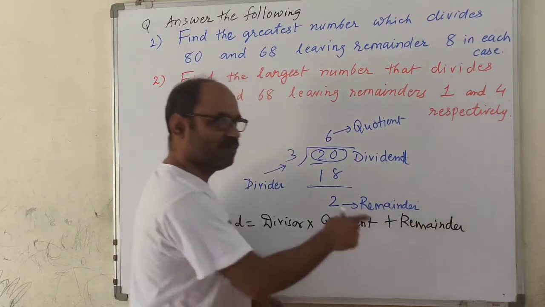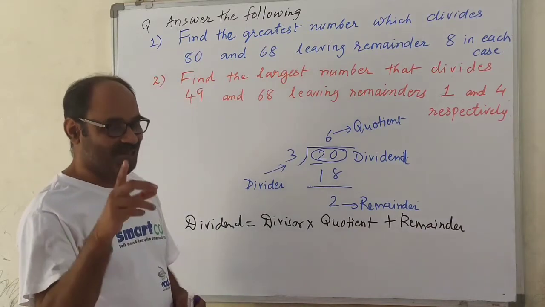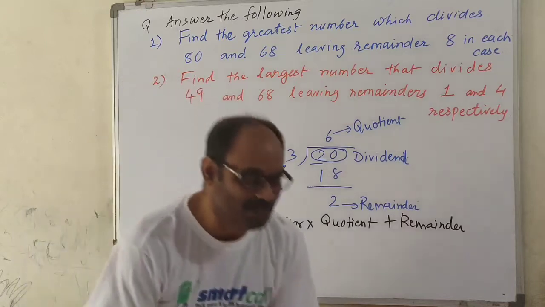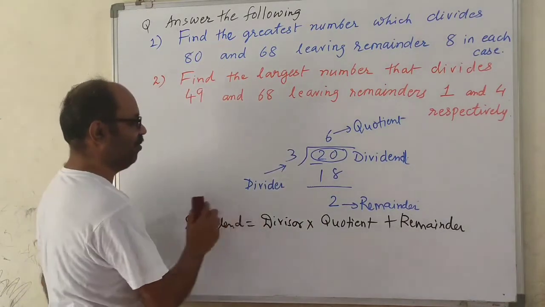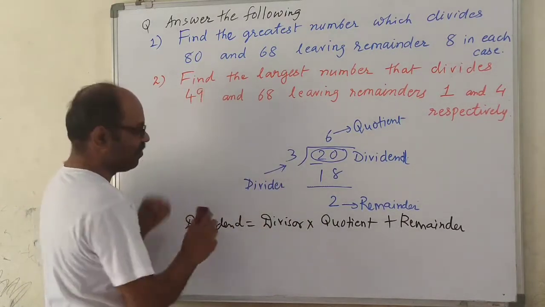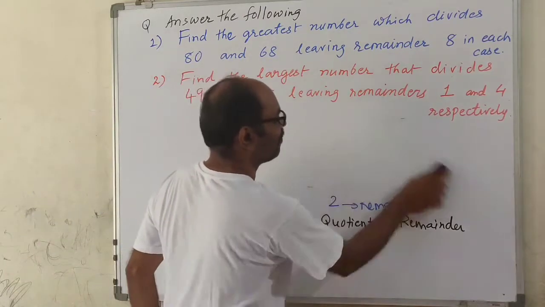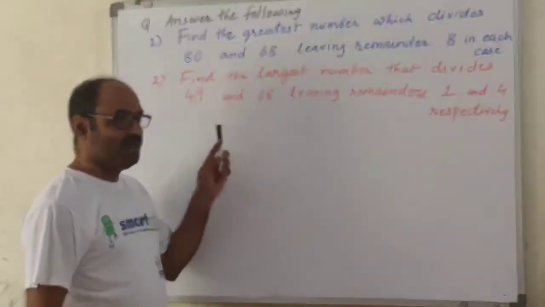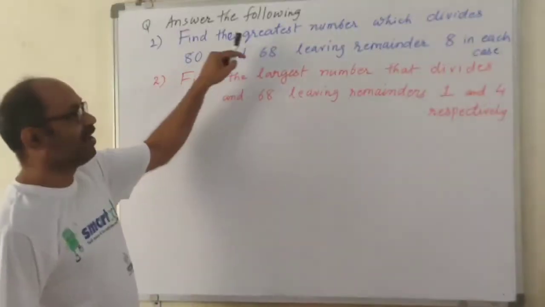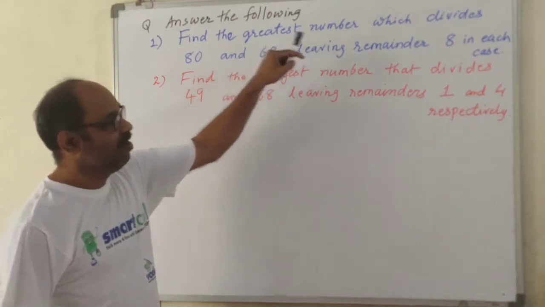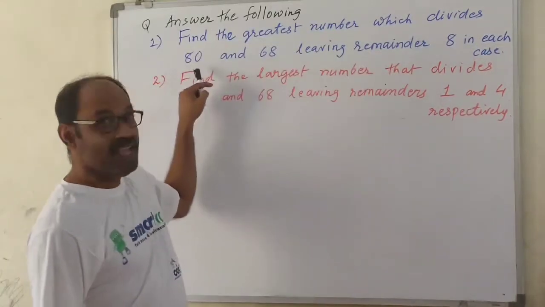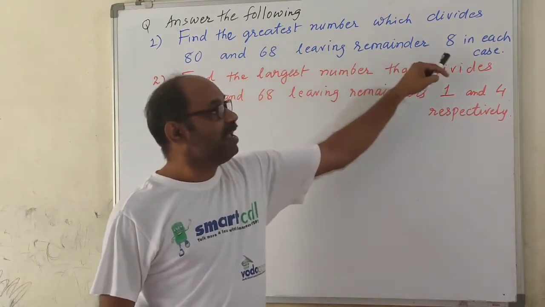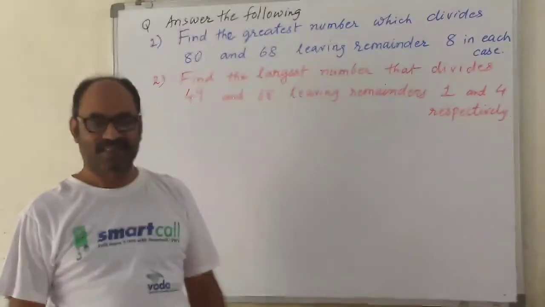Are you getting me? This was for the first time given by Euclid. So it came to be known as Euclid's algorithm. I am going to discuss that in detail in the next video. But this will be useful to us here. Please pay attention. Right. Let's see the first one. Find the greatest number which divides 80 and 68, leaving remainder 8 in each case.